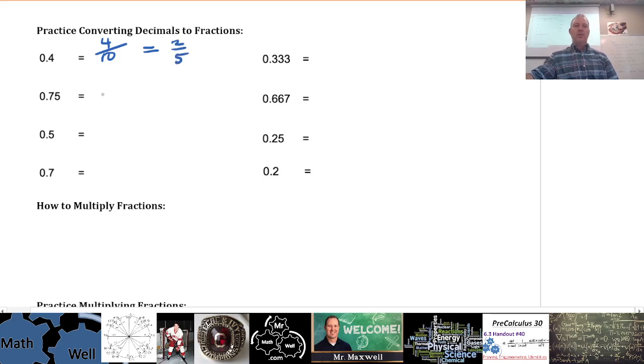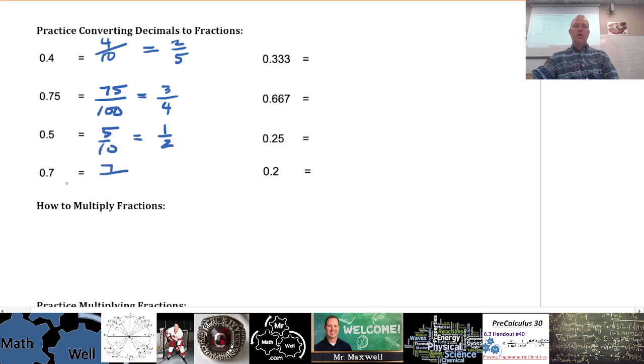Let's go down the column here. This is 75 over 100. Can I simplify that one? I suppose I could, hey, divide both by 25 maybe. So I get 3 over 4, awesome. 5 over 10, or 1 over 2.